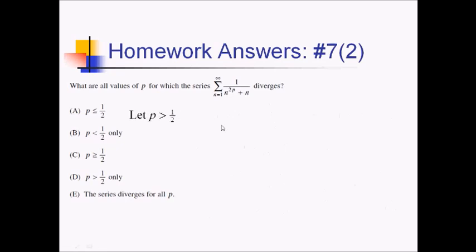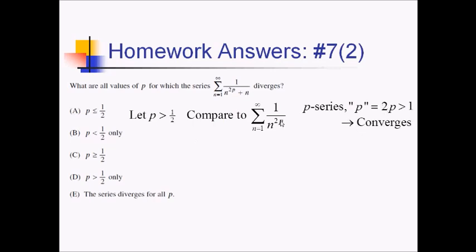So now we're just considering cases with p-values of higher than 1/2. So in this situation, I'm going to compare this to 1 over n to the 2p. In this case, 1 over n to the 2p is a p-series with a p-value, and I'll put p in quotation marks, a p-value of 2p. So this is going to converge by the p-series test, because if p is greater than 1/2, that makes this greater than 1. So this converges.